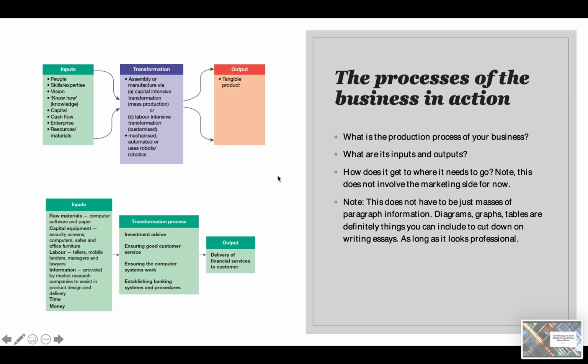Now, one of the things that I will say is when you're doing this report, it doesn't just have to be sections of text and paragraphs. To be honest, I don't really want to see that, and you don't want to write that many paragraphs, okay? We really encourage you to use diagrams, graphs, tables, okay? These are things that you can include in your report, and that's fine. What we do ask you to do is make it look professional, okay? And you're not just including a picture in there for the sake of filling up space.